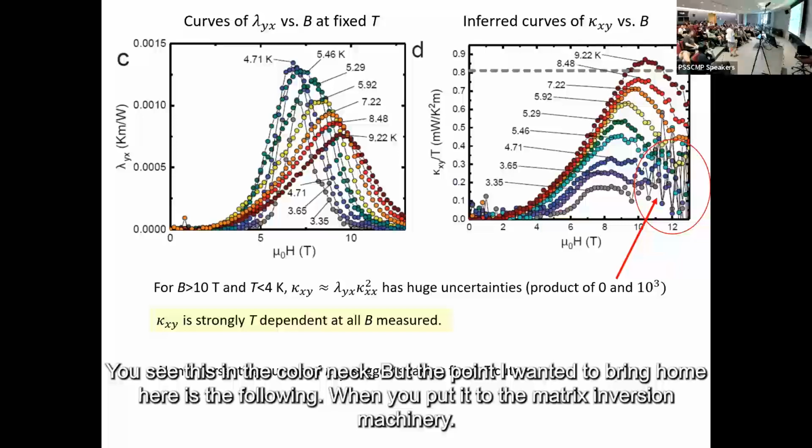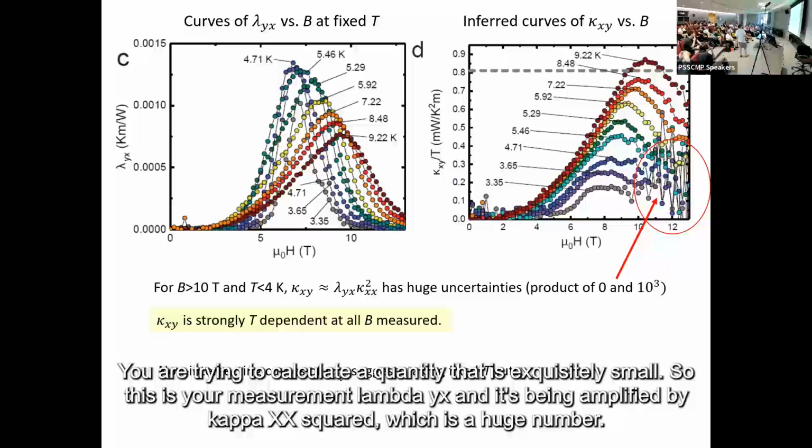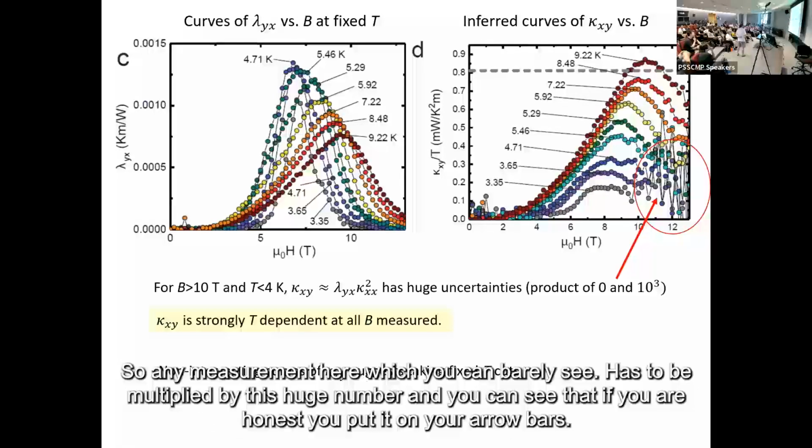But the point I wanted to bring home here is the following. When you put it through the matrix inversion machinery, you are trying to calculate a quantity that is exquisitely small. So this is your measurement, lambda yx, and it's being amplified by kappa xx squared, which is a huge number. So any measurement here, which you can barely see, has to be multiplied by this huge number. And you can see that if you are honest, you put in all your error bars, you cannot see anything basically.